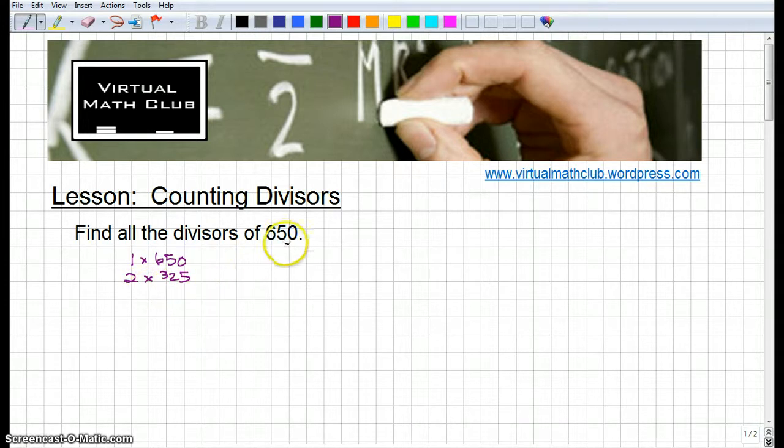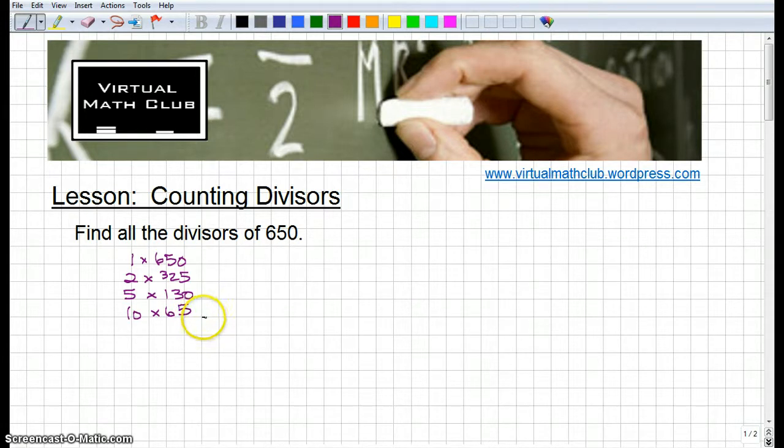Let's see. Ends in a 0, so it's divisible by 5. So that gives us 5 times what? 130. Let's see, what else? Well, it's obviously divisible by 10, so 10 times 65. Let's see, any more? Let me think.